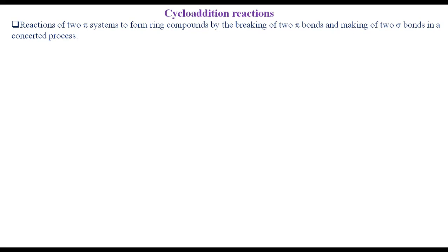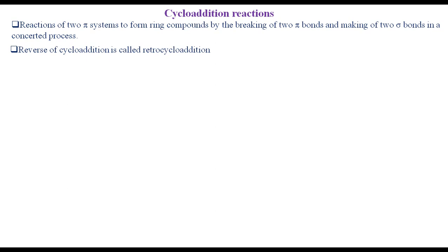These are the reactions of two pi systems to form ring compounds by breaking up two pi bonds and making of two sigma bonds in a concerted process. The reverse of cycloaddition reactions are known as retrocycloaddition reactions.